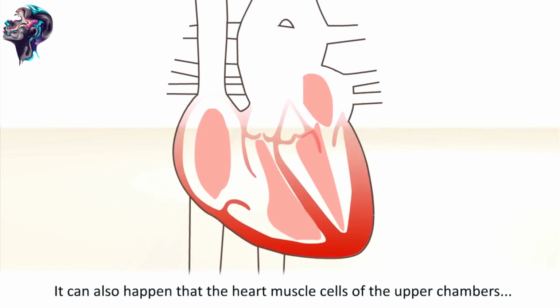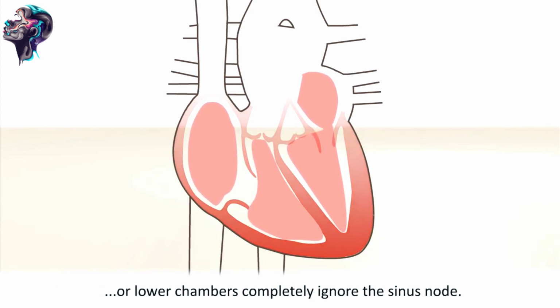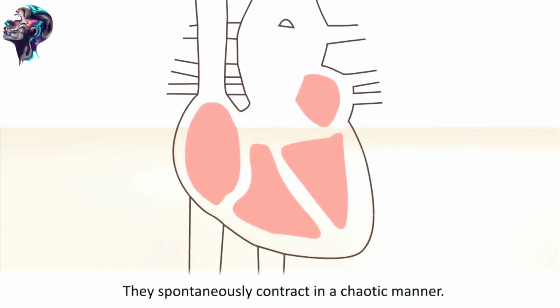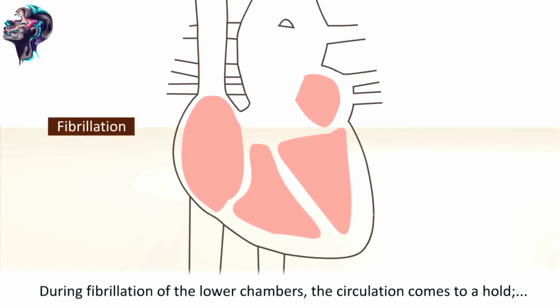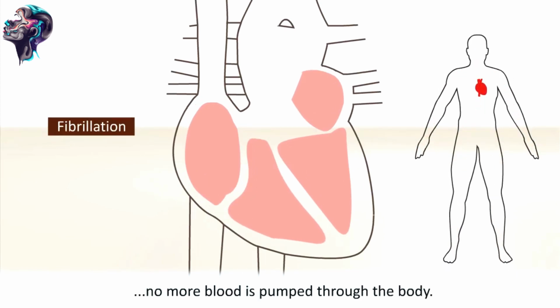It can also happen that the heart muscle cells of the upper chambers or lower chambers completely ignore the sinus node. They spontaneously contract in a chaotic manner. This is called fibrillation. During fibrillation of the lower chambers, the circulation comes to a halt. No more blood is pumped through the body. This is a life-threatening situation.